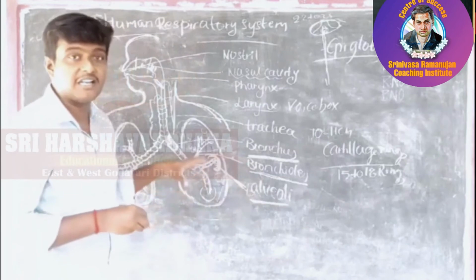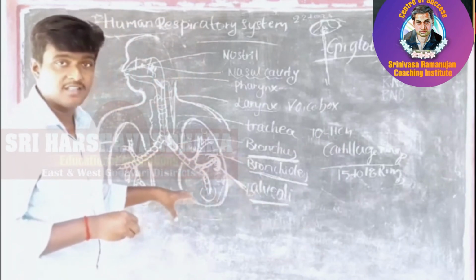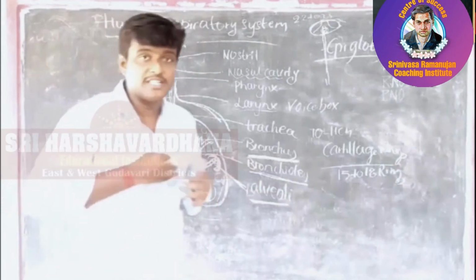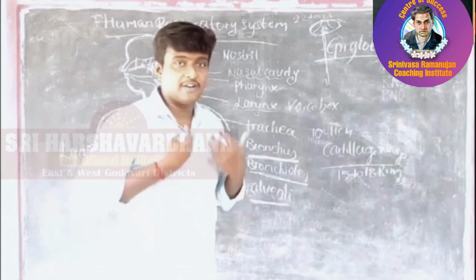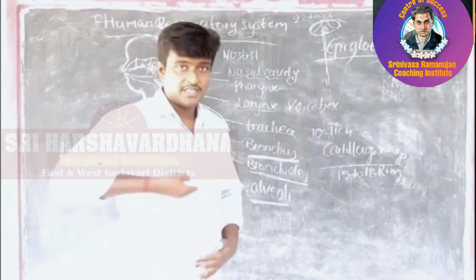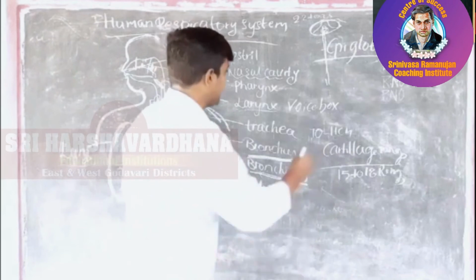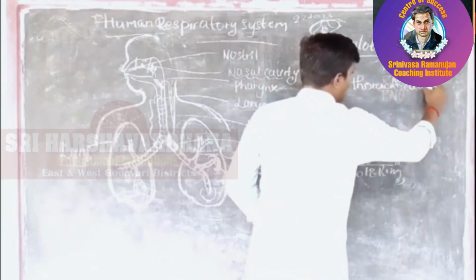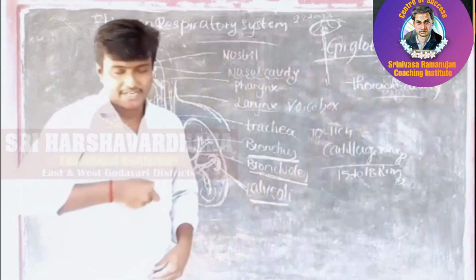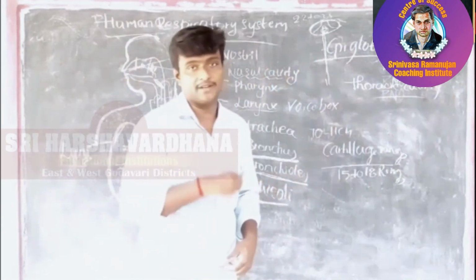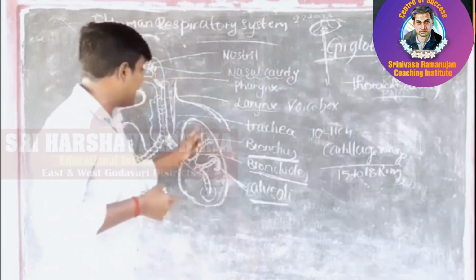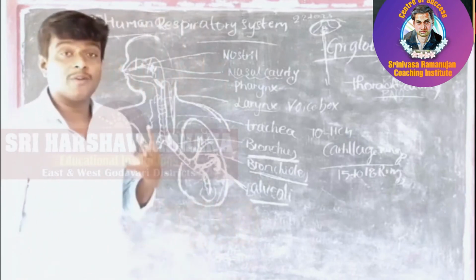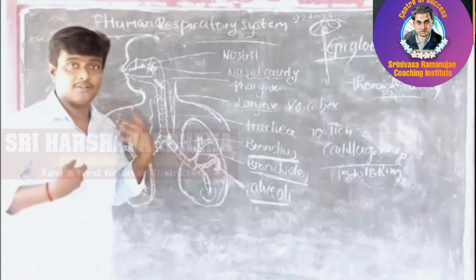So here we can see two lungs, and where are they present? In the thoracic cavity. For example, in our body, this portion up to here we call the chest portion, the thoracic cavity. After that, this portion we call the abdomen. So the lungs are present in the thoracic cavity region. How many lungs are present? Two. One is on the right side and one is on the left side.